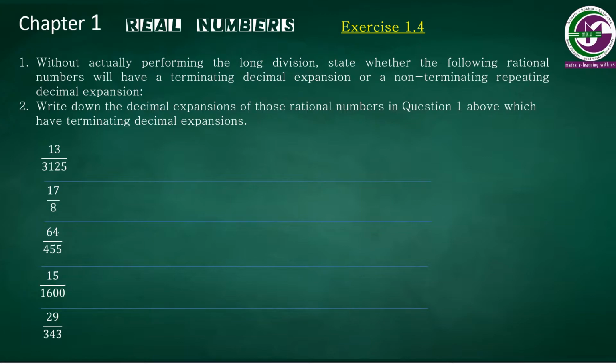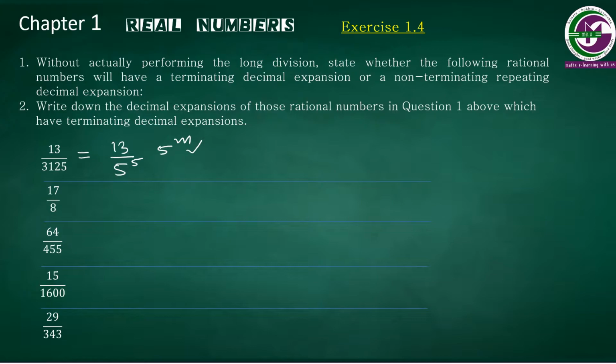Okay, so we can solve one by one. First question is 13 divided by 3125. We can factorize the denominator. So 3125 is 5 to the power 5. So it is 13 divided by 5 to the power 5. So the denominator is of the form 5 raised to m, right? All the factors of the denominator are 5 only.